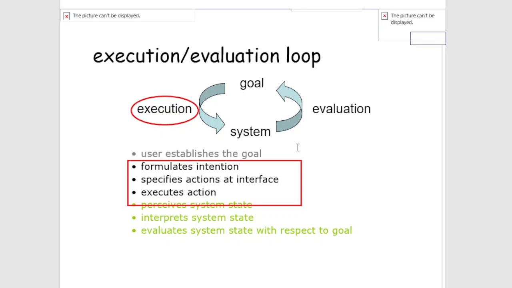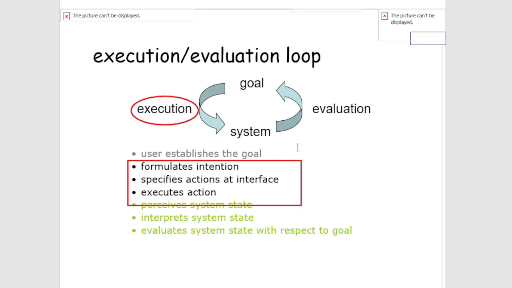After that, the execution: you are formulating the intention. What should you do? Your intention is to switch on the desk lamp, for example, and you are specifying actions at the interface. Your action is to reach over and press the lamp switch and execute the action. So, press the lamp switch, yes?